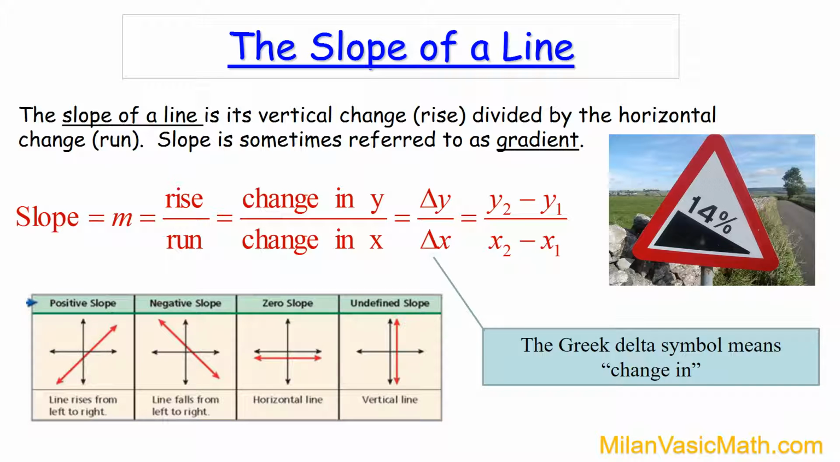And finally, here's a summary of all the different types of slopes, what they look like, and if they're positive, negative, 0, or undefined.